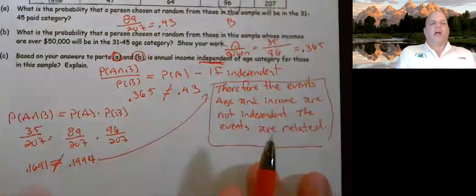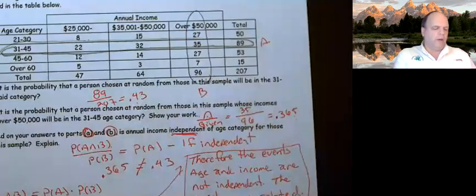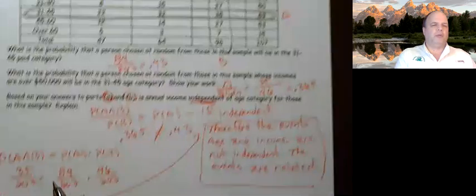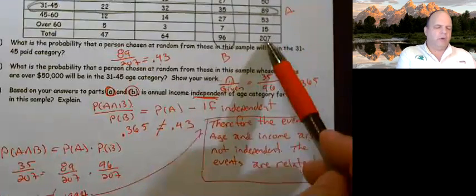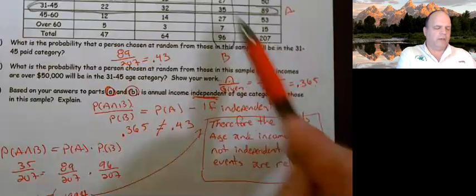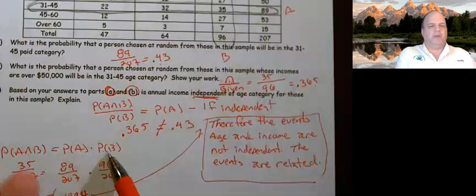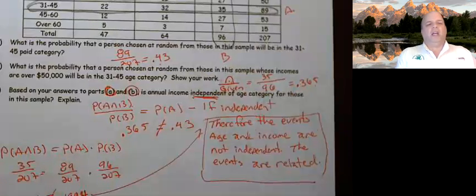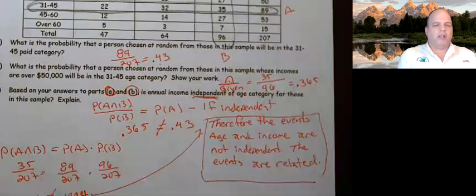So, how did I do this real quickly? Once again, if I use the multiplication rule principle, A was 89 out of 207, B was 96 out of 207, and the intersection was 35 over 207. A and B equals A times B. All right. And that's only true if independent, because they were not equal, they're not independent.